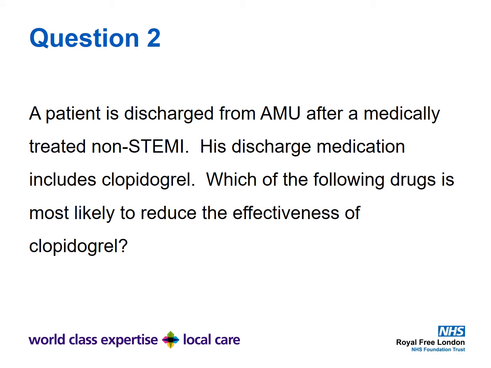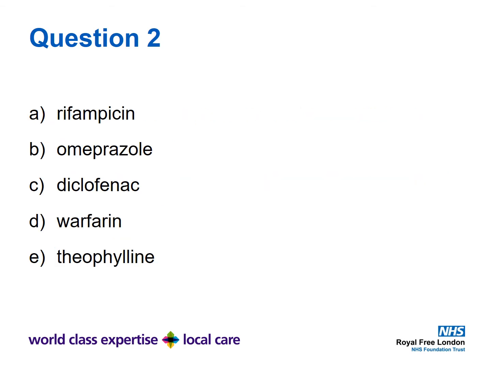Question 2. A patient is discharged from the acute medicine unit after a medically treated non-ST elevation MI. His discharge medication includes clopidogrel. Which of the following drugs is most likely to reduce the effectiveness of clopidogrel? Is it A, rifampicin, B, omeprazole, C, diclofenac, D, warfarin, E, theophylline?